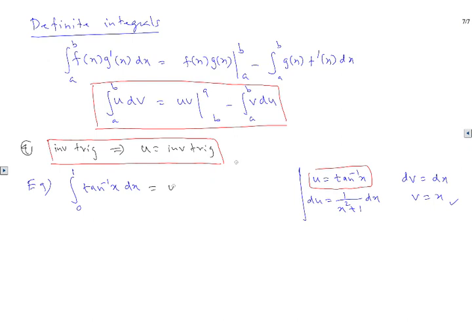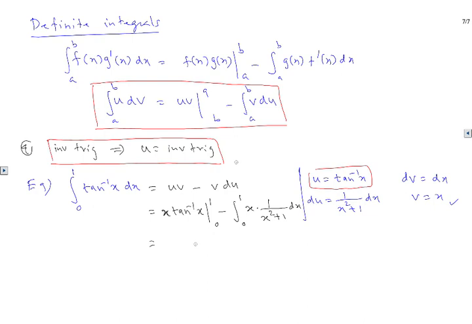So it is uv minus integral of v du. So uv, what is uv? It is x tan inverse x. So you're going to plug in 1 and 0. Remember, these values are now all in radians. And then minus the integral from 0 to 1, for the same limits, of v du. v means x, du means 1 over x squared plus 1 dx.